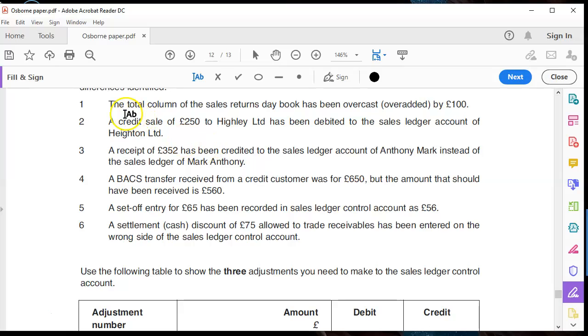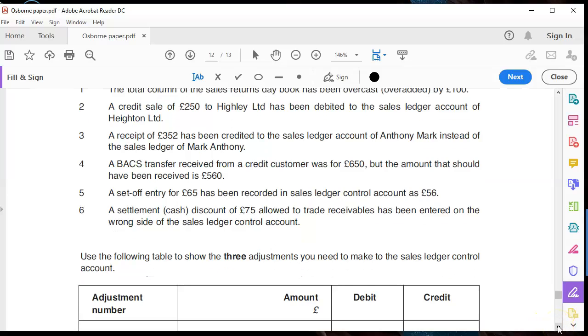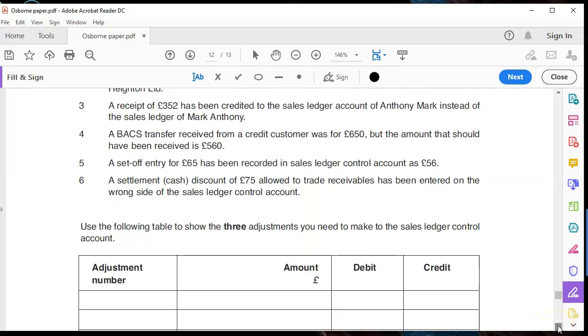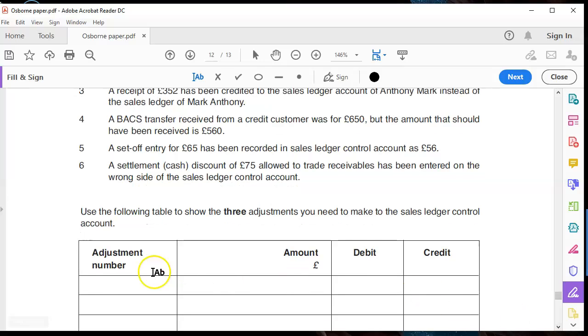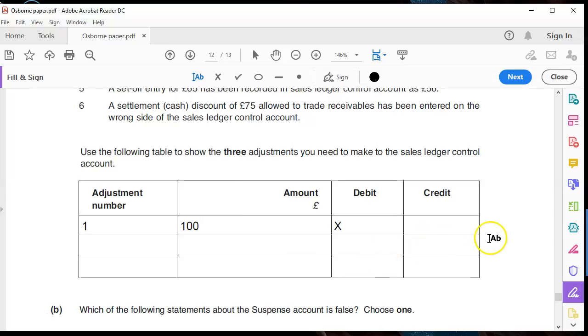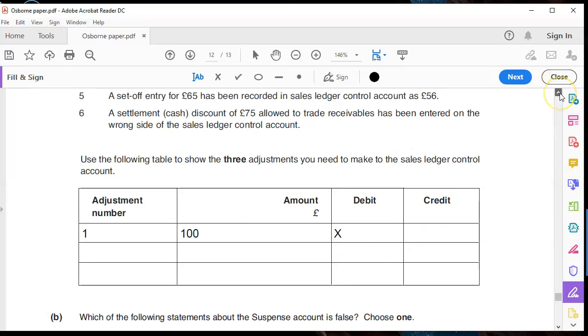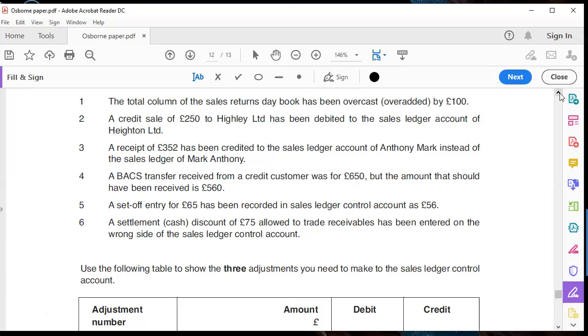First one, the total column of the sales returns daybook has been overcast by 100. Sales returns in the SLCA usually goes on to the credit side, but this has been overcast, so you want to remove it. So you put it onto the debit side and the amount is 100. Adjustment 1, 100 on the debit side because sales returns is on the credit side, but you have overcast it.